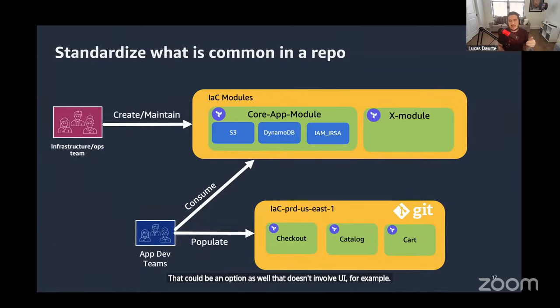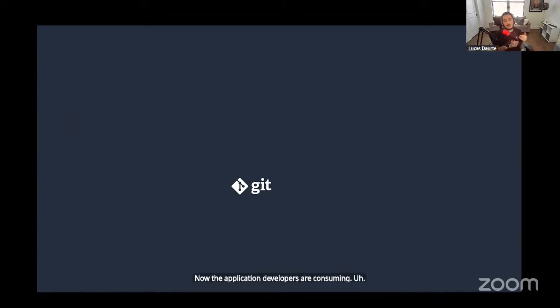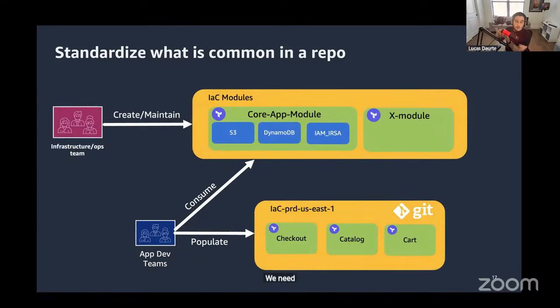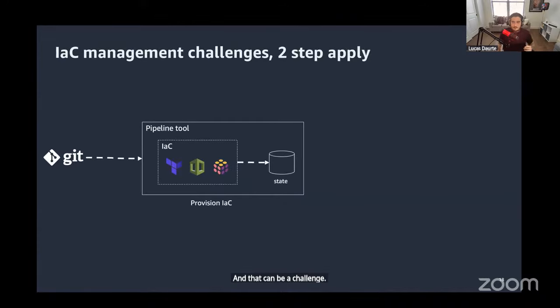But in this case, going back to the presentation, now the application developers are consuming the modules and then defining those modules somewhere. But there's a problem that Tiago just gave you a spoiler. We need probably a pipeline hooked to that repository to be able to provision those infrastructure resources. And that can be a challenge. Yes, Lucas. And let's see why this could be a challenge.